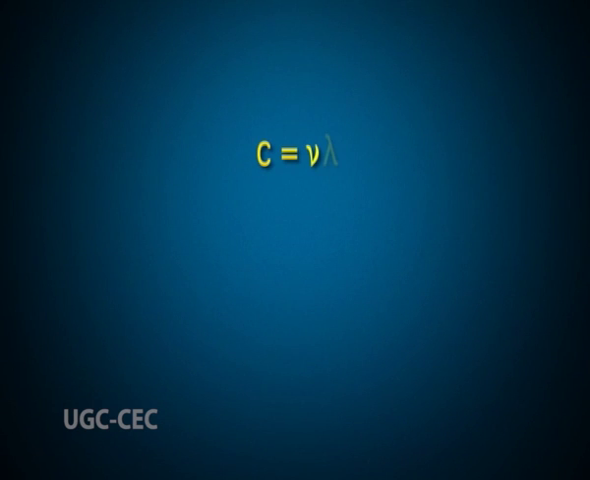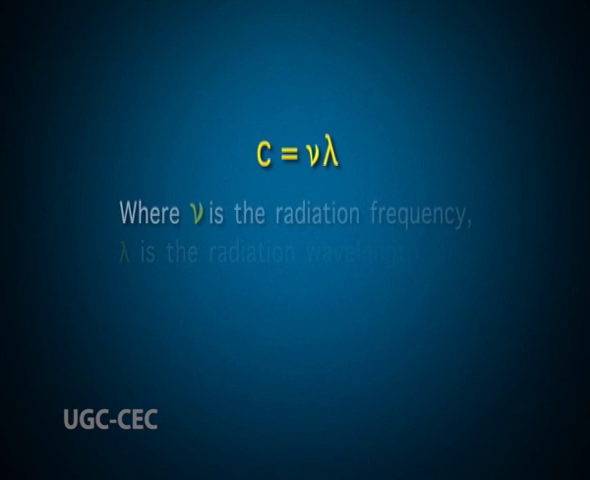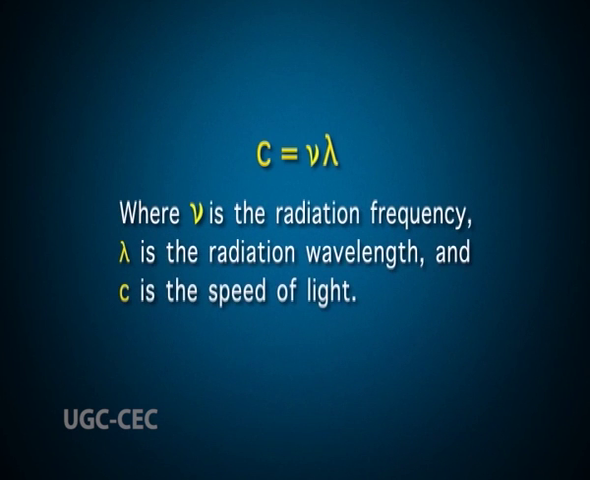the following equation. c equals nu lambda, where nu is the radiation frequency, lambda is the radiation wavelength, and c is the speed of light. The interpretation of this equation is that wavelength and frequency are related. Electromagnetic radiation of long wavelength must have a low frequency, whereas radiation of short wavelength must have a high frequency.